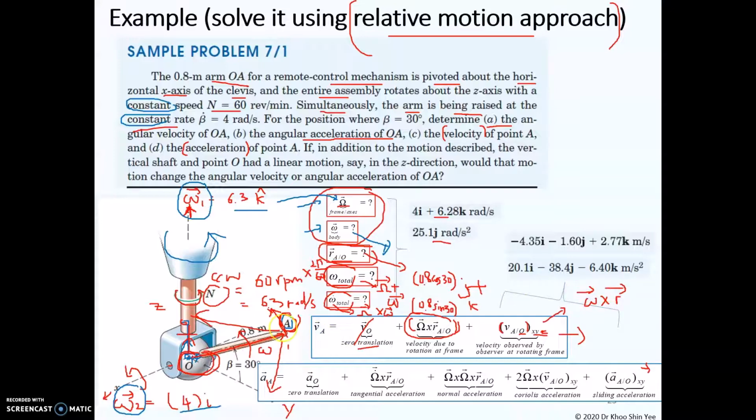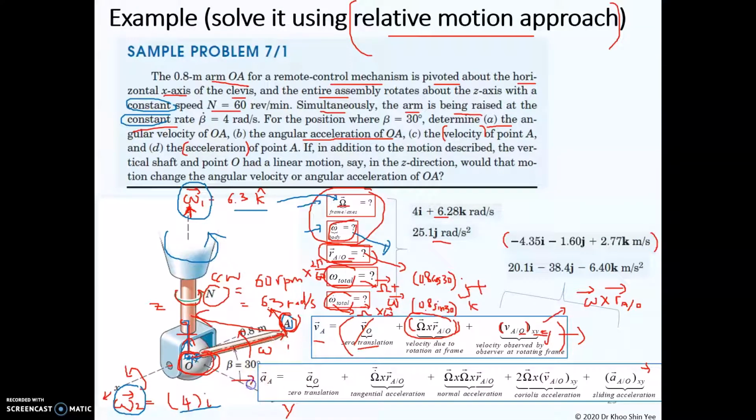And the R is A with respect to O. So you can substitute the omega for the body inside as well as the displacement vector here. Then you can obtain this value. So after you take the summation of all the velocity components, then you're able to obtain the absolute velocity at point A. And you should get this answer.